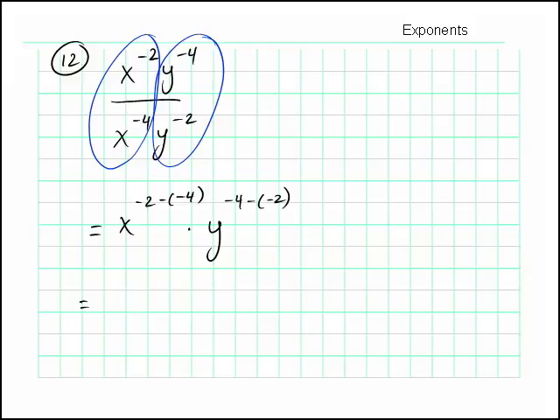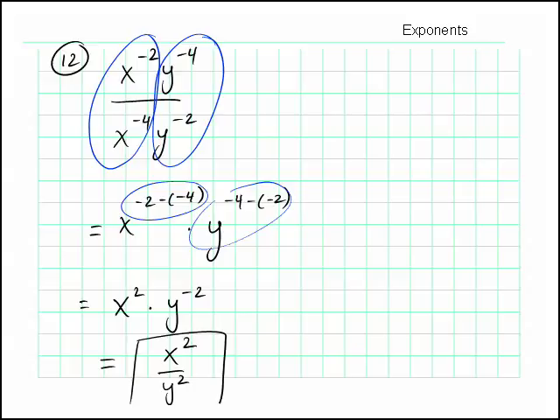Simplifying. This right here adds up to a positive 2, so we got an x to the positive 2. That exponent is a negative 2. And my last step is to write that answer without any negative exponents. So I move the y to the denominator, x squared over y squared. Solved, simplified.